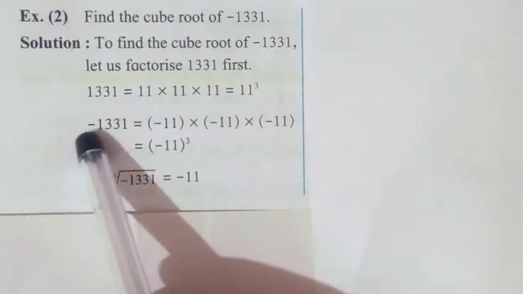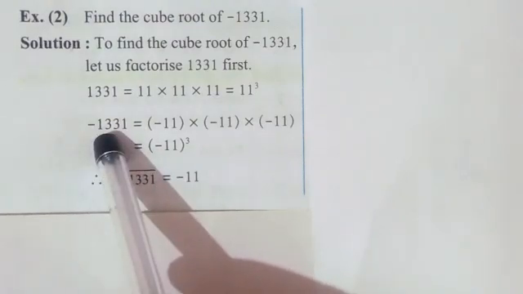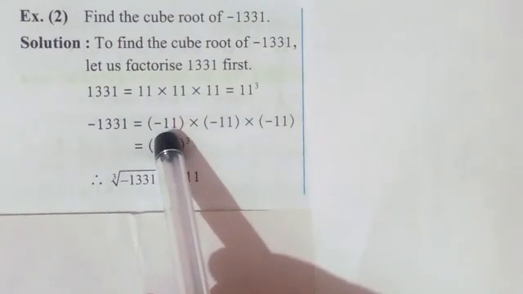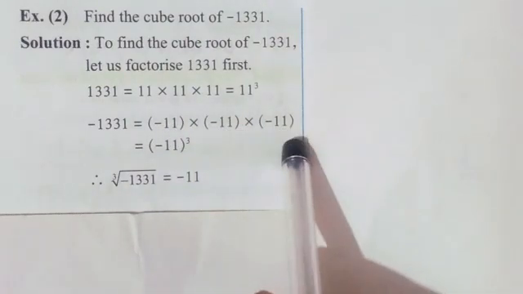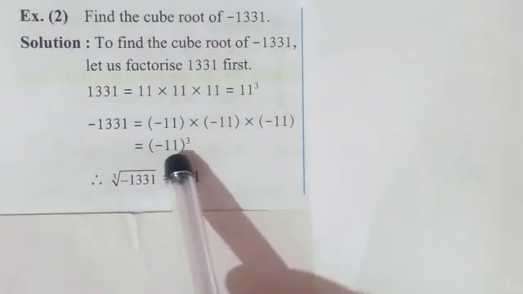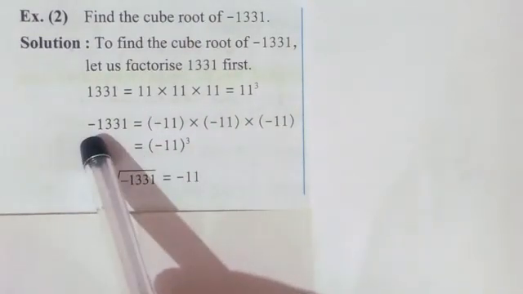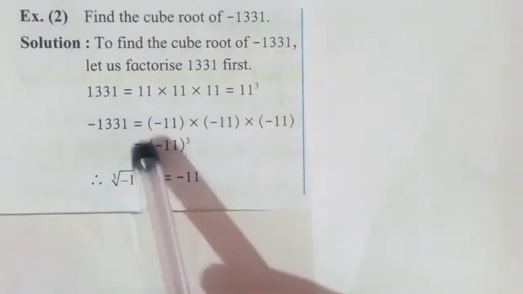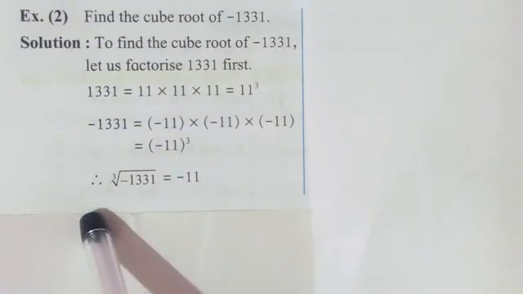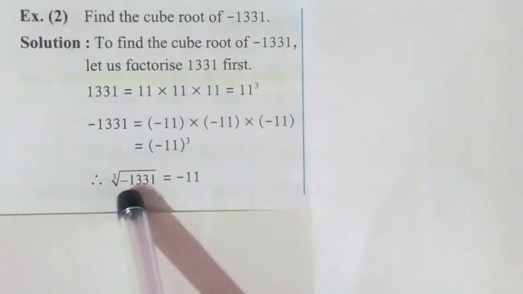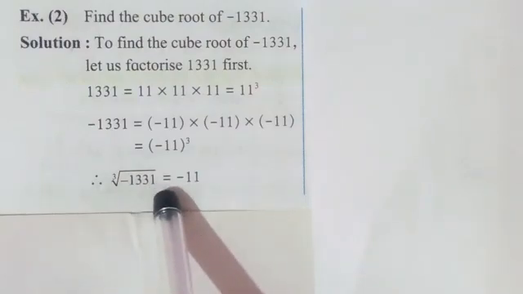While writing the negative symbol here, we can put the negative symbol on the prime factors also. So negative 11 into negative 11 into negative 11. So the cube of negative 11 is negative 1331. So here we are going to put the symbol of cube root, and we are going to put the 3 here. So the cube root of negative 1331, the answer will be negative 11.